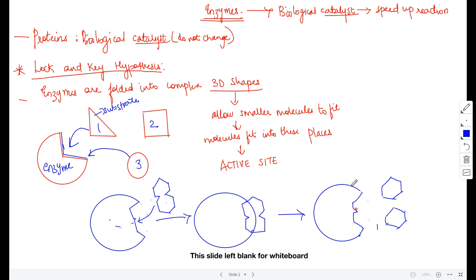Clear? Do you want me to write the entire process for you or have you understood this part? Yeah, I've understood it. If you want me to write, I'll write it for you. No problem. So till here it is clear, right? The active site part. Yeah, it's clear up to there. I'll write it down then.